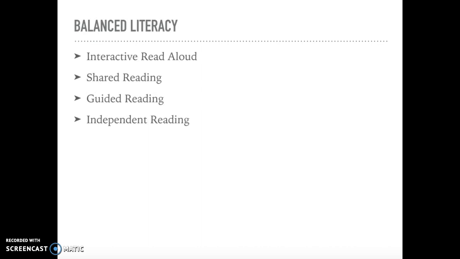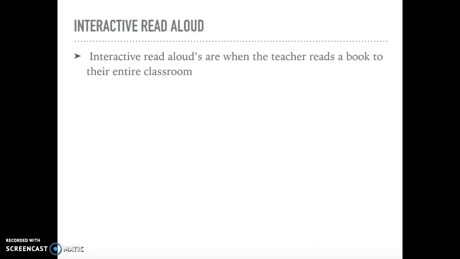Now we're going to be discussing balanced literacy. Balanced literacy consists of 4 different components, which are interactive read aloud, shared reading, guided reading, and independent reading. Interactive read-alouds are when the teacher reads a book to the entire classroom. The book chosen should engage the students' interest. While the teacher is doing the interactive read-aloud, the students are able to make predictions, they learn new vocabulary throughout the book, and the read-aloud can activate the students' background knowledge.